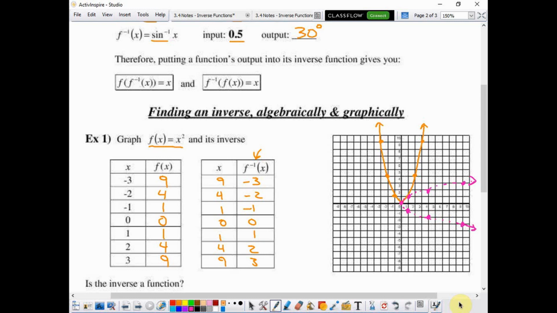Now, this should remind you of the symmetry test for symmetry about y equals x, because for that test, we switch the x and the y, because for every point x, y, the point y, x also exists when there's symmetry. And if we draw in the line y equals x, we should see that the original function and its inverse are symmetric about y equals x, so that y equals x is a line of reflection.